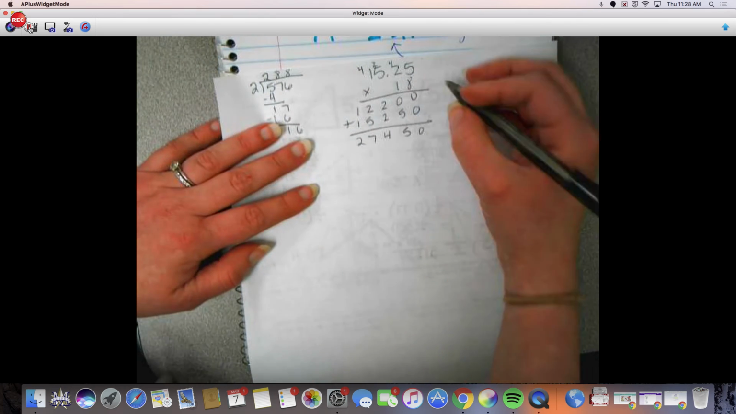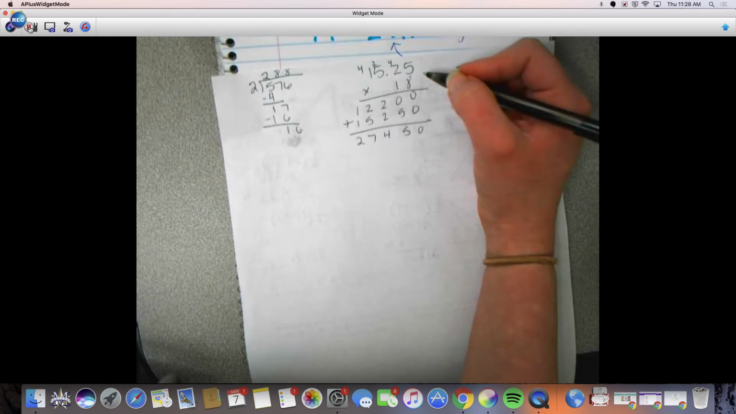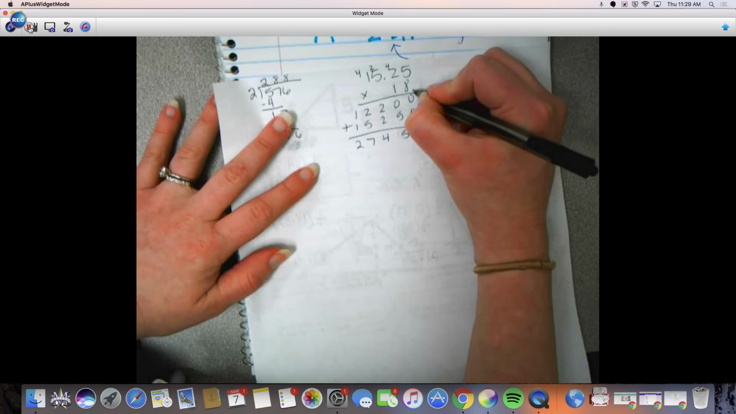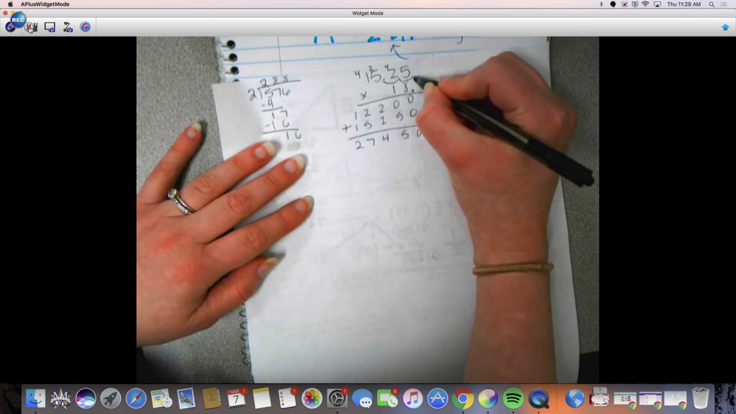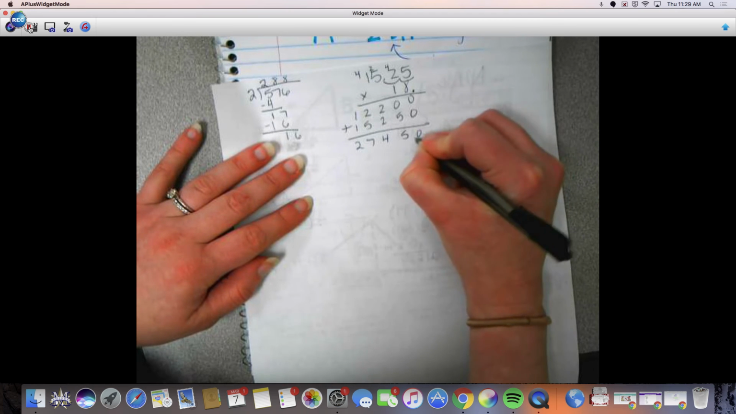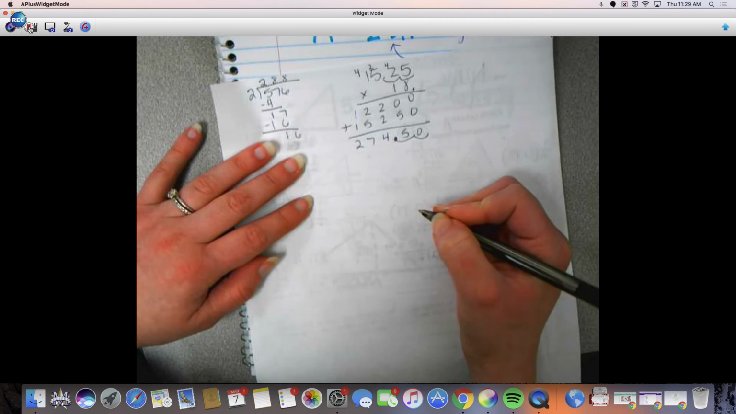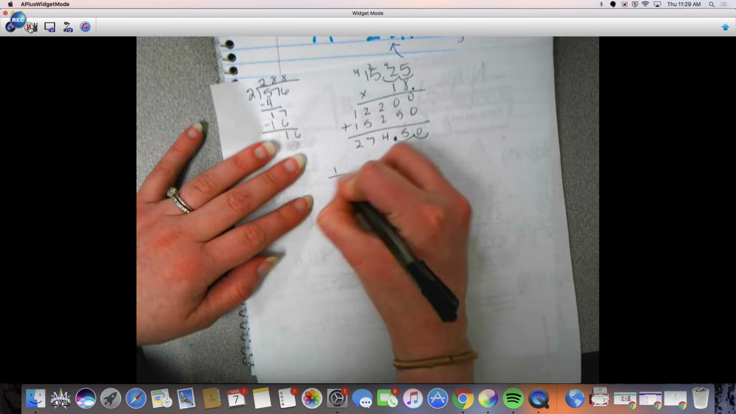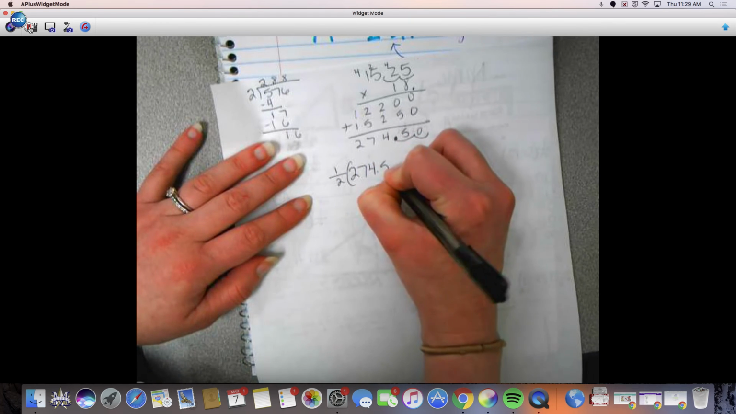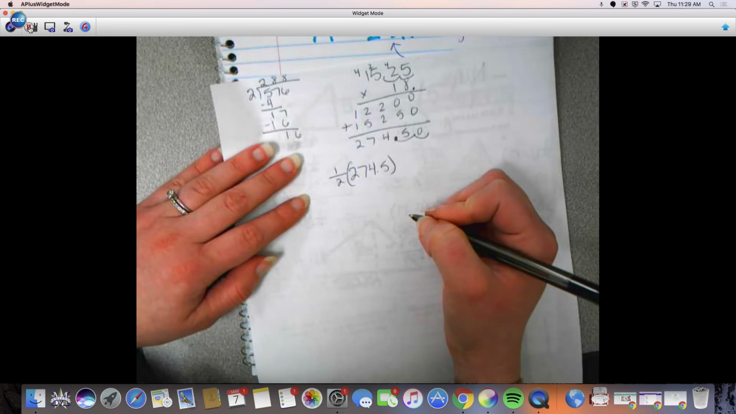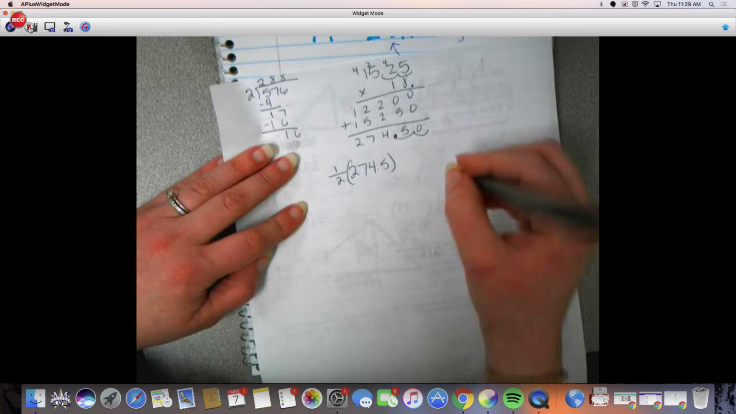Remember with decimals, you have to look at how many decimal places you had in your problem. This one, the decimal point's here, so I don't have to go anywhere. This one, I have to move it 1, 2 times, so I bring that down and go 1, 2 times here. So now I have 1/2 times 274.5. Divide by 2.